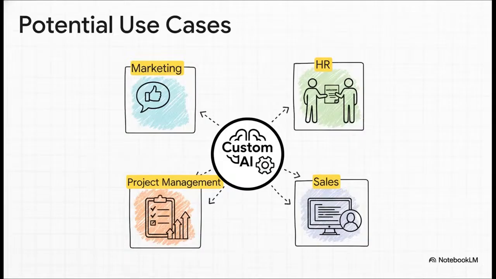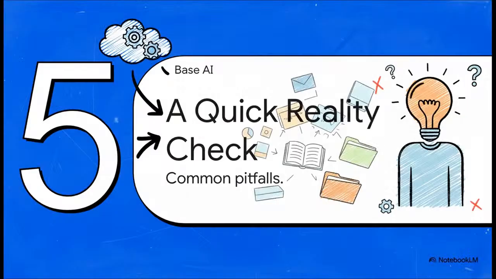Your marketing team could build a specialist that drafts social media content that perfectly matches your brand voice every single time. HR could create an assistant that auto-generates onboarding emails based on internal guides. A project manager could have an AI compile all the latest updates and spit out a status report. You're basically automating those repetitive, context-heavy tasks that eat up your day, freeing you up for the work that actually requires your brain.